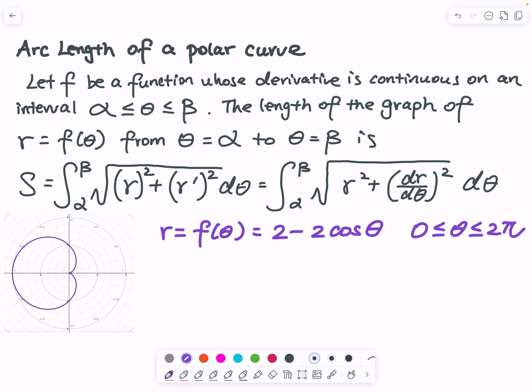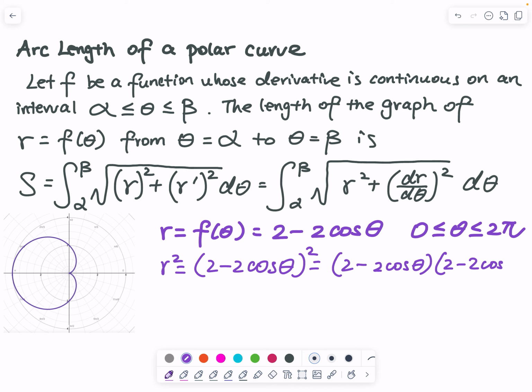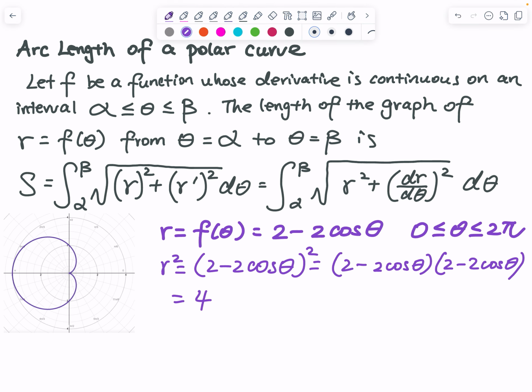Okay, let's do it. I have 2 minus 2 cosine theta, and that is the graph. I will square that, so that is (2 minus 2 cosine theta) squared, which is 2 times 2 is 4, then minus 2 cosine theta times 2, and another, so we have a minus 8 cosine theta, and then plus 4 cosine squared theta. That is the square. So we got the first piece done, and then we need to take the derivative.